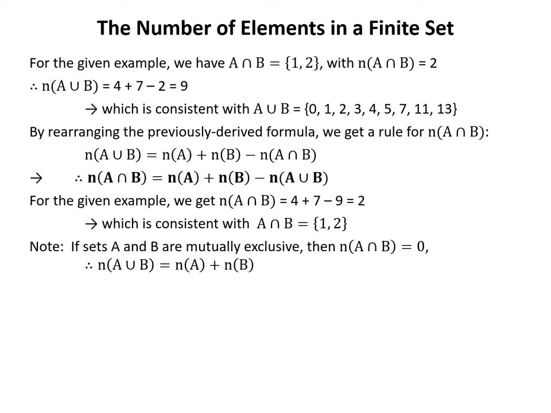And lo and behold, we get 2, which we already know from before is the true correct number of elements in that intersection, because there are the numbers 1 and 2, and there are 2 of those.